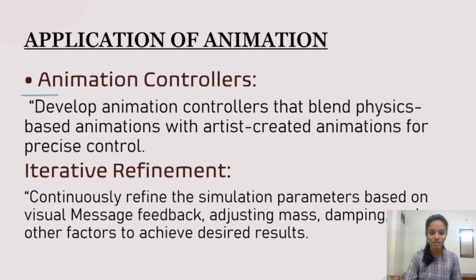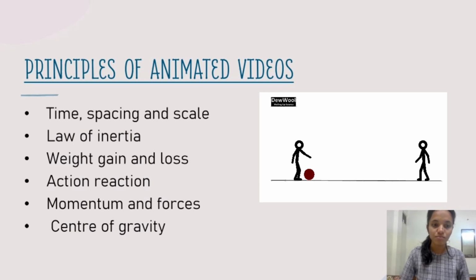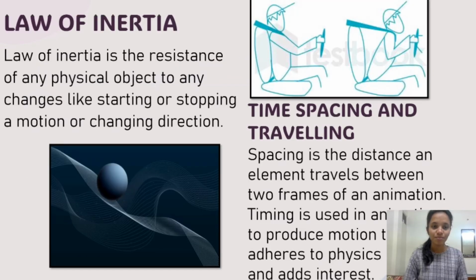Let us see principles of animated videos. Time, spacing and scale, law of inertia, weight gain and loss, action and reaction, momentum and forces, and center of gravity. These are the principles of animated videos. Now let us discuss briefly about these principles. Law of inertia. Law of inertia is the resistance of any physical object to any changes like starting or stopping a motion or changing direction.